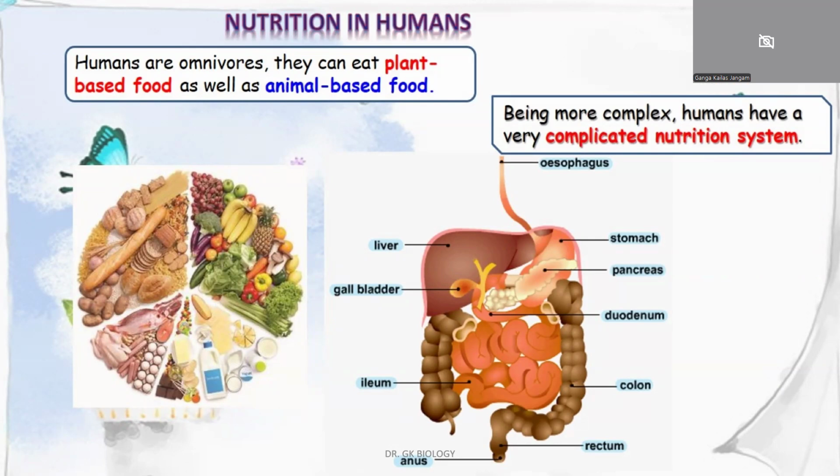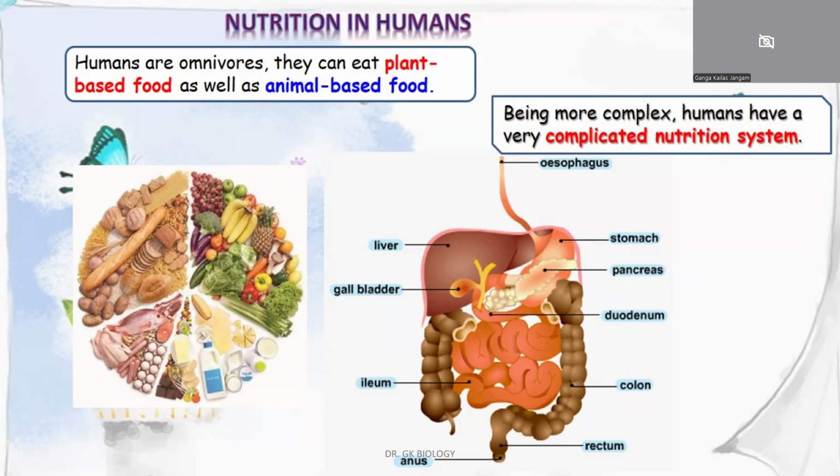Nutrition in human beings. As we know, humans are omnivorous; they can eat plant-based food as well as animal-based food. Being more complex, humans have a very complicated nutrition system.